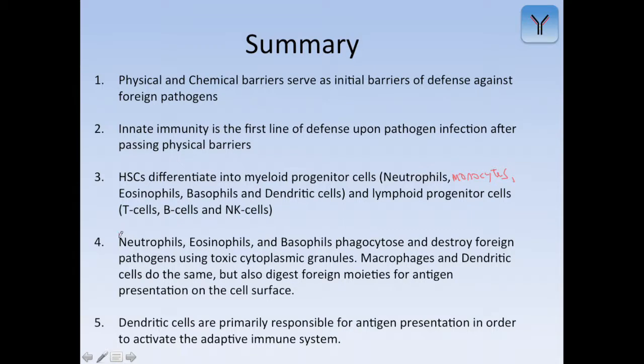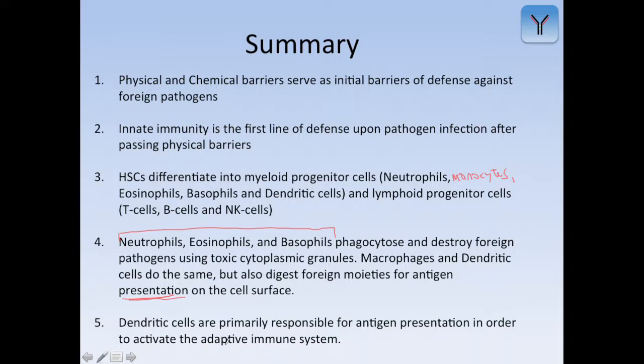The granulocytes, which is an umbrella term for neutrophils, eosinophils, and basophils, phagocytose and destroy pathogens using toxic cytoplasmic granules. That's why you saw earlier in my animations that these three types of cell lines had a lot of granules in them. Macrophages and dendritic cells do the same, but they also digest foreign moieties for antigen presentation. These present the antigens to the adaptive immunity on the cell surface. And dendritic cells are primarily responsible for antigen presentation so that they can activate the adaptive immunity downstream.